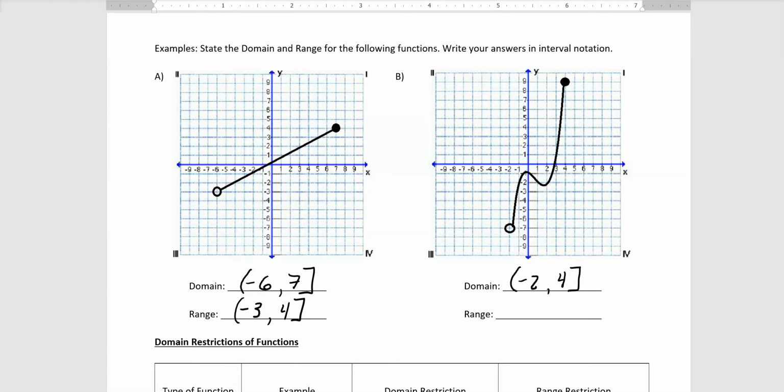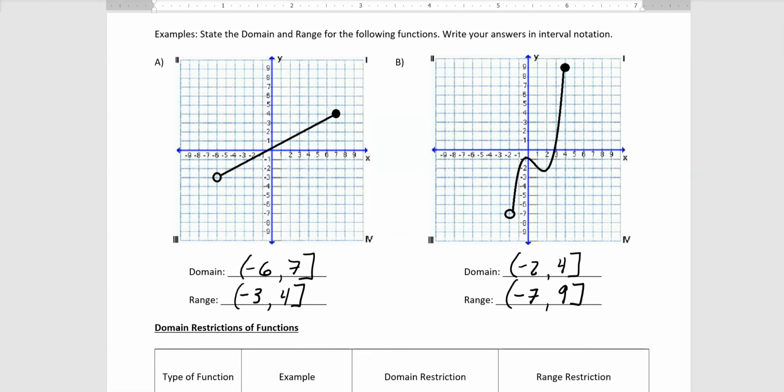There we go. Now, the range is how low does it go? How low can you go? This one can go to negative 7. Got that soft bracket. How high? 9 with a hard bracket because of that closed circle. And that's how we can see the domain and range from a graph.